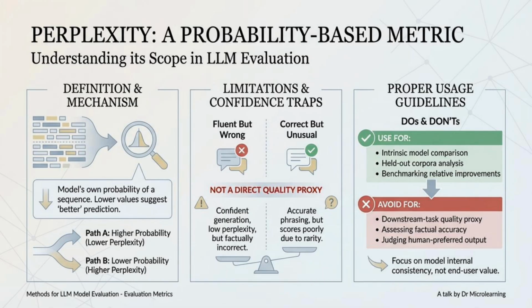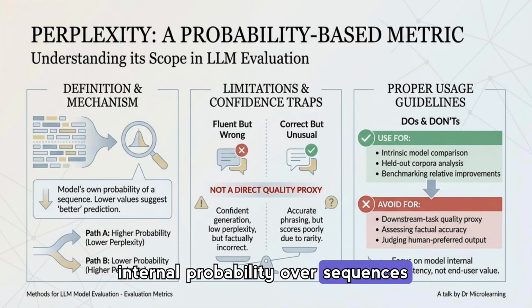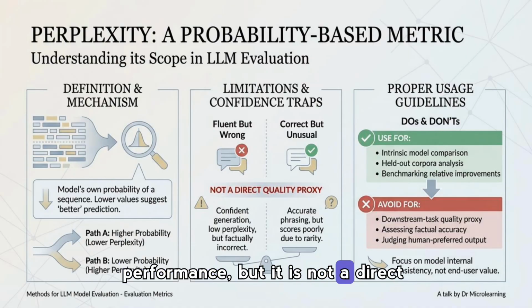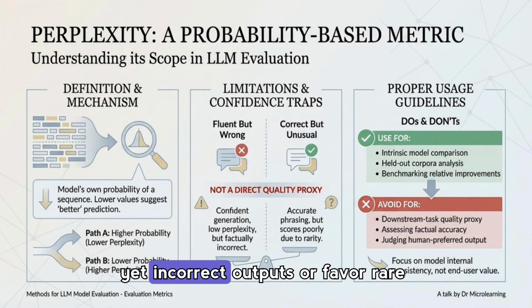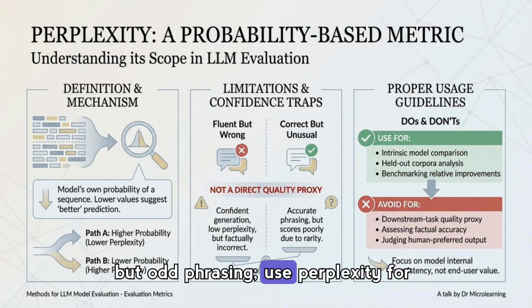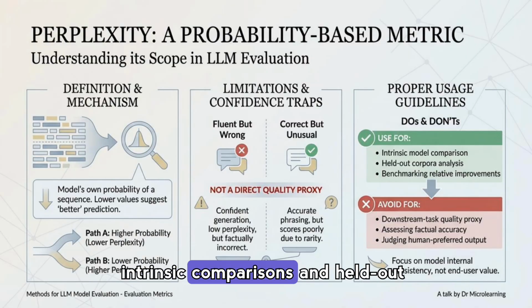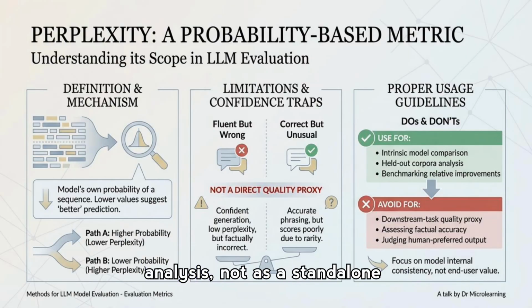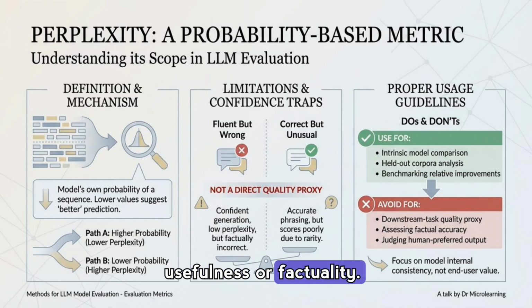Perplexity measures a model's internal probability over sequences and can indicate relative predictive performance, but it is not a direct proxy for quality because low perplexity can still produce fluent, yet incorrect outputs, or favor rare but odd phrasing. Use perplexity for intrinsic comparisons and held-out analysis, not as a standalone assessment of downstream usefulness or factuality.